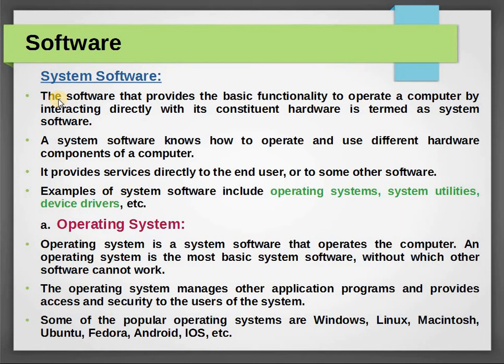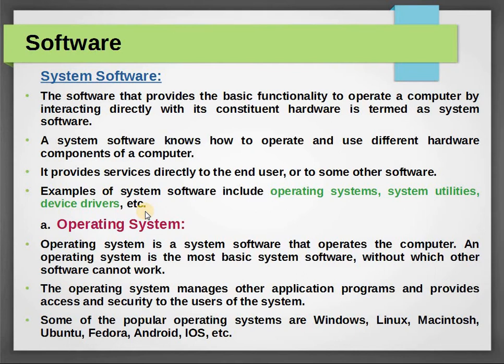So first is system software. The software that provides basic functionality to operate a computer by interacting directly with its hardware is termed system software. The system software knows how to operate and use different hardware components of a computer. It provides service directly to the end user or to some other software. System software has three types: operating system, system utilities and device drivers. We will study these types of system software one by one in brief.